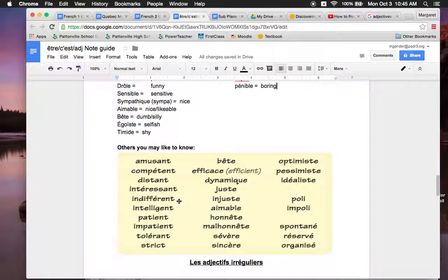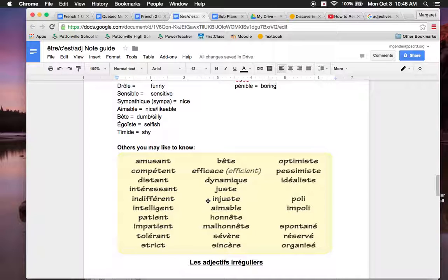Indifférent, okay, that would be indifferent. Intelligente is intelligent, of course. Patient, I like this one. Of course, once again, add an E if it's feminine. Patient is patient. Or impatient, the opposite, impatient. Tolérant would be tolerant. Strict is, of course, strict. We've already looked over bête. Efficace is efficient. Dynamique is dynamic or outgoing.